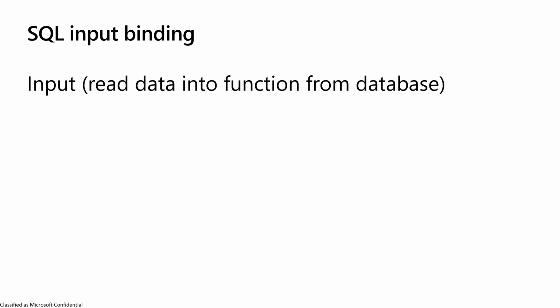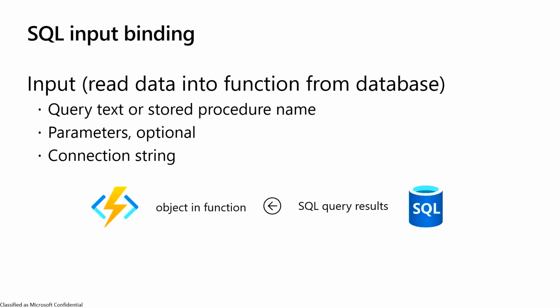For the input binding, you do need a few attributes to go with this input binding to set it up. Now, they're not too complex. The first one is going to be the query or the stored procedure that you want to run. Optionally, you can pass parameters into that query. And then last but not least is the connection string.